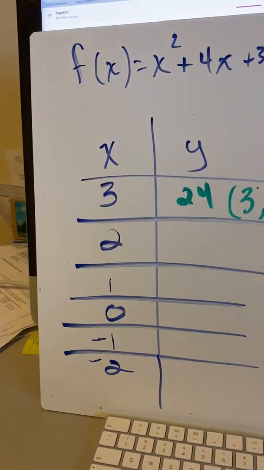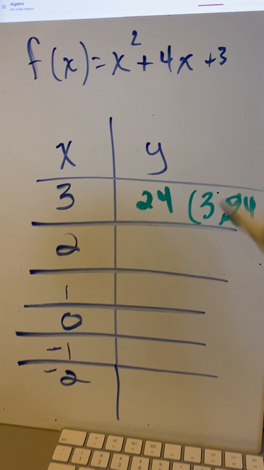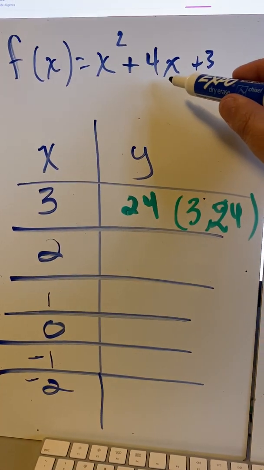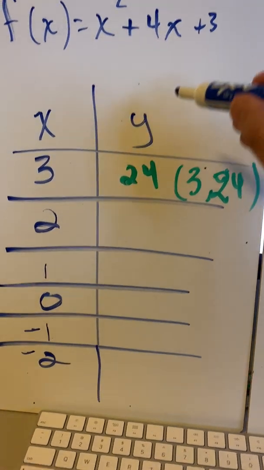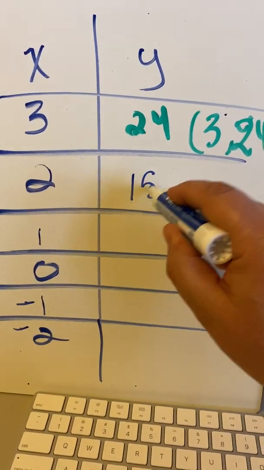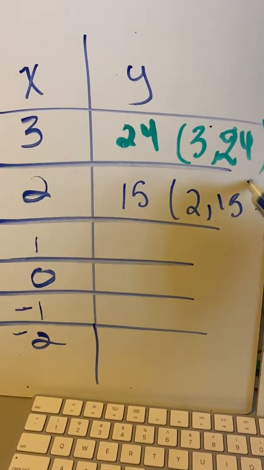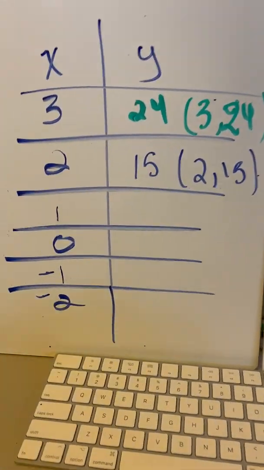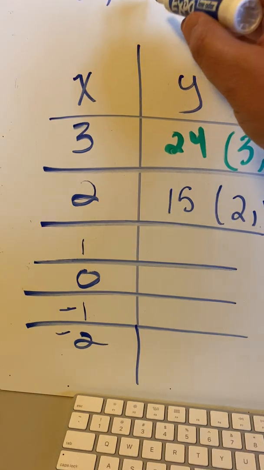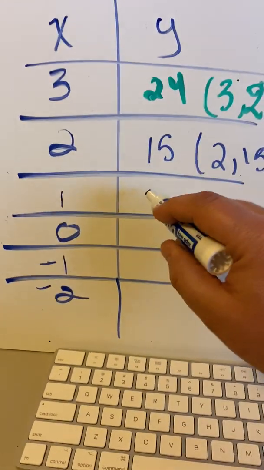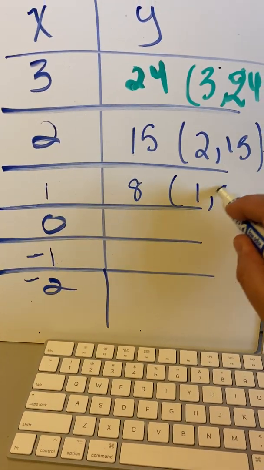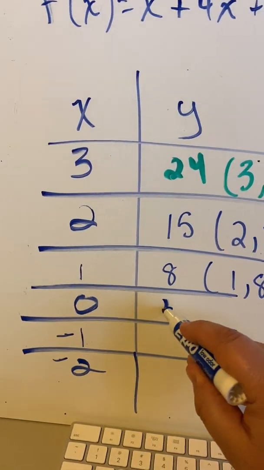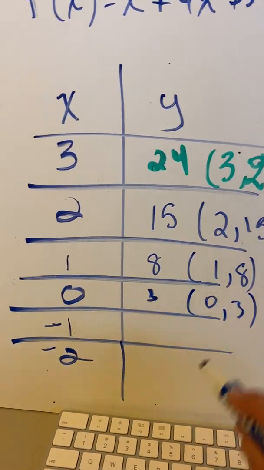All right, so if I change this into the 2, 2 squared is 4. 4 plus 8 is 12. Plus 3 is 15. The ordered pair is 2, 15. Still ugly, but not hideous, not deadly. Okay, 1 is getting a little bit better. 1 squared is 1, plus 4 is 5, plus 3 is 8. 1, 8. 0: 0 plus 0 plus 3. That's nice. 0, 3, easy one.